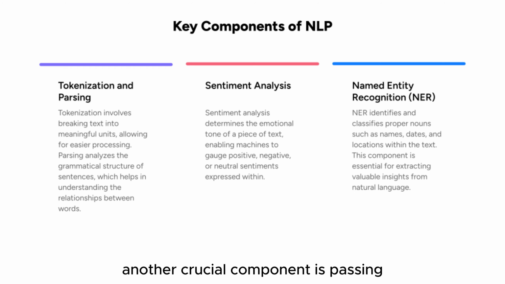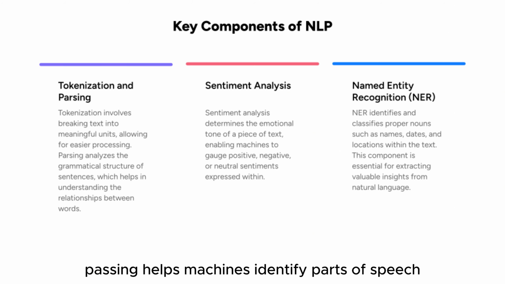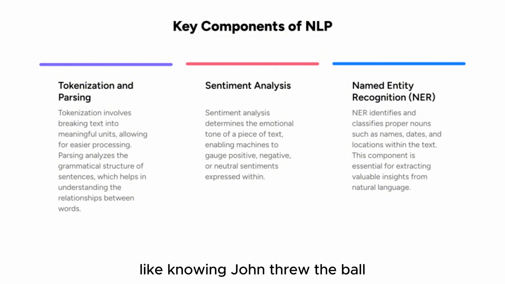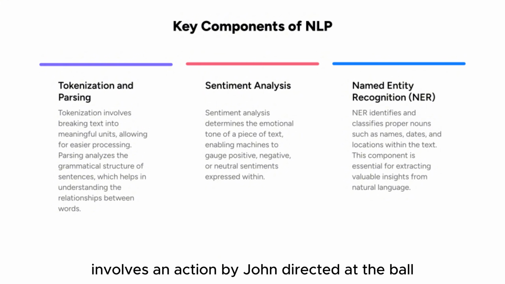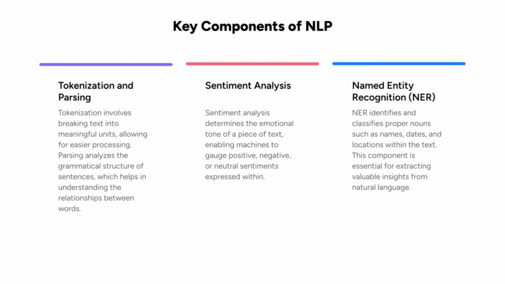Another crucial component is parsing, which examines grammatical structure. Parsing helps machines identify parts of speech and understand sentence roles, like knowing "John threw the ball" involves an action by John directed at the ball.